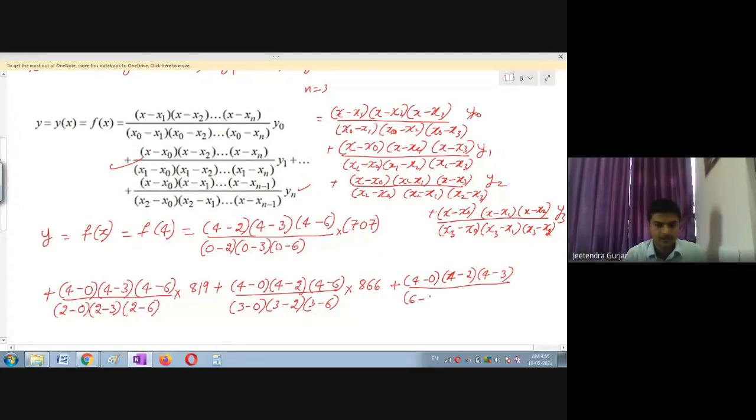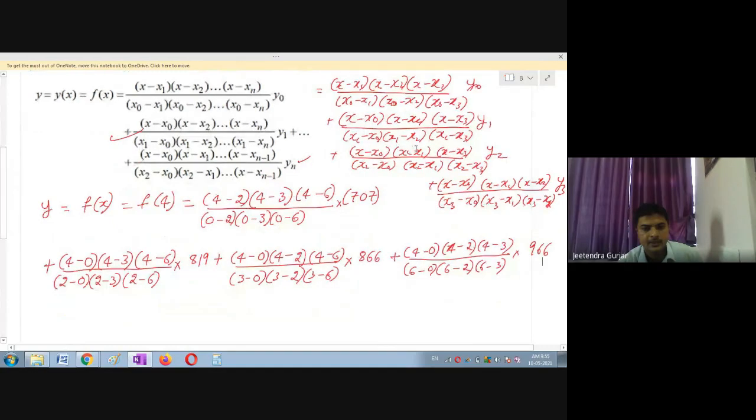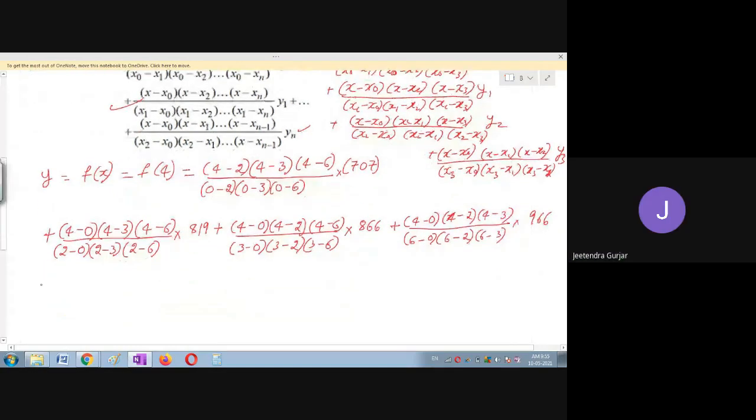6 minus x naught is 0, right? Then 6 minus x1 is 2, right? This is 6 minus x3, x3 is 3, into y3. What is y3? It is 966. So all these terms you should remember. Students, just simplify and tell me what is the answer. Or directly you can go through the calculator and simplify. So you will get here f of 4. That's it. So this is for unequal intervals.